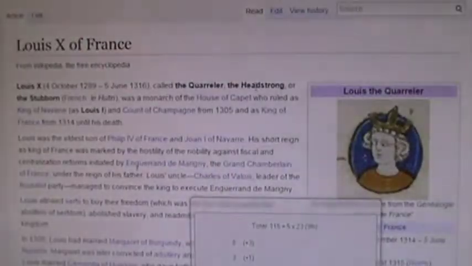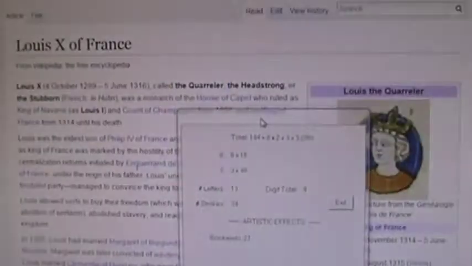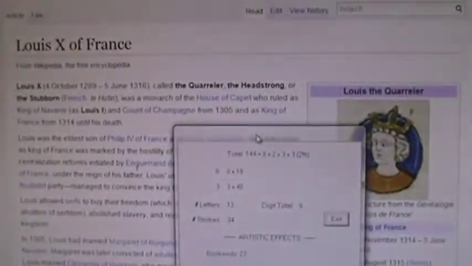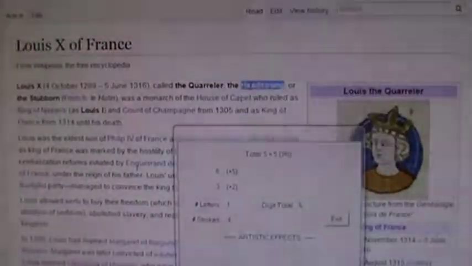Dig in with boldness, glorifies the 3, that's easy. Headstrong. Wow, the headstrong, that's cool. And then I'm going to turn off the sound effects, 144. Okay. Stubborn divides by 3. Stubborn equals headstrong.